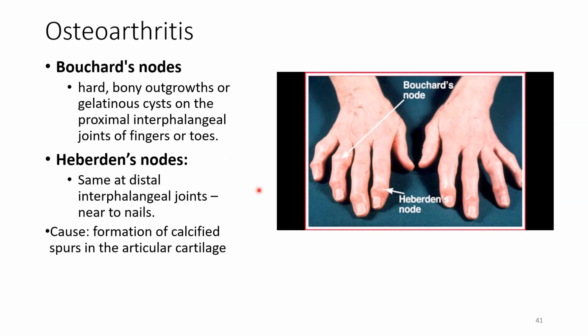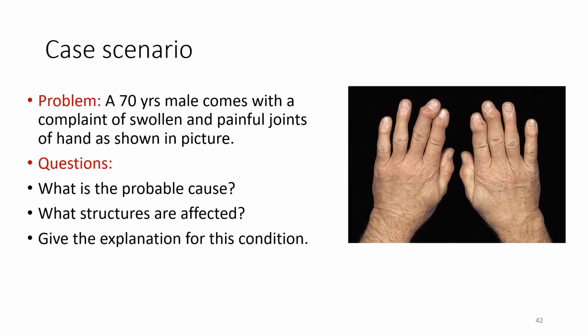So Heberden's nodes are seen at the distal interphalangeal joints and the Bouchard's nodes at the proximal interphalangeal joints due to osteoarthritic changes in the articular cartilage. So the cause for this is formation of the calcified spurs in the articular cartilage.